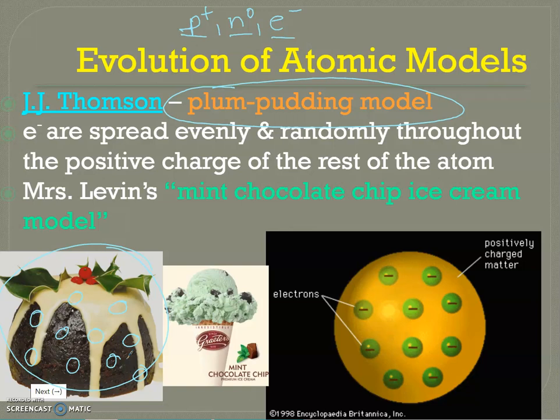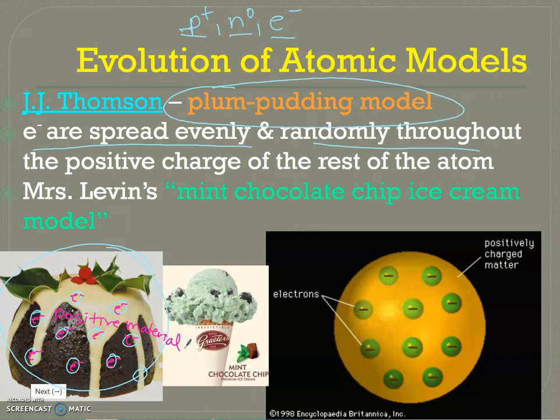So what he thought is that the electrons are spread evenly and randomly throughout. So the electrons would be these little plums in here, just randomly strewn all throughout our pudding. And then the pudding part would just be positive material because he knew that there had to be some sort of positive material, because if he held up the magnet to the uncharged gas, they wouldn't attract or repel.